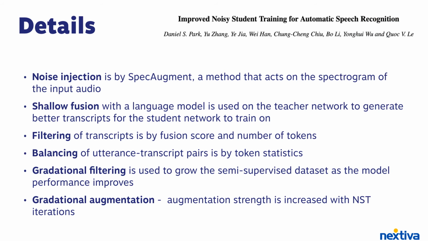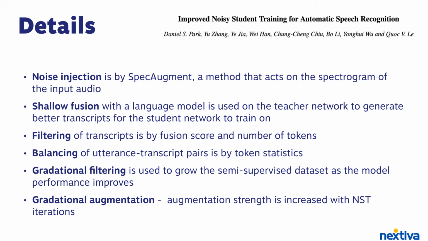So a little bit of details which we'll dive into more. I mentioned SpecAugment. I won't say more until we get there. Shallow fusion, I'll talk about what that is. It's the way that the language model, that external expert, is consulted by the teacher model. And then filtering is based on the fusion score. We'll talk exactly about how that works. It is a measure of confidence that the model has in the labeling. And then balancing is based just on token statistics, on how often the tokens from the token set actually show up. You want to make sure that the augmented sample you give to the student has a token distribution roughly the same as the original labeled set.